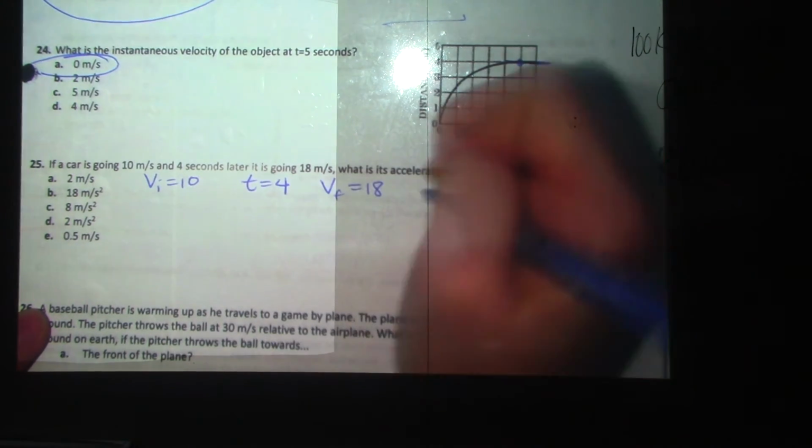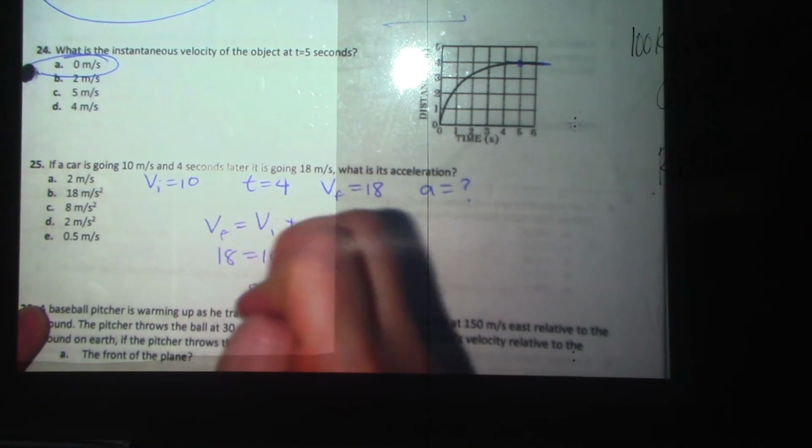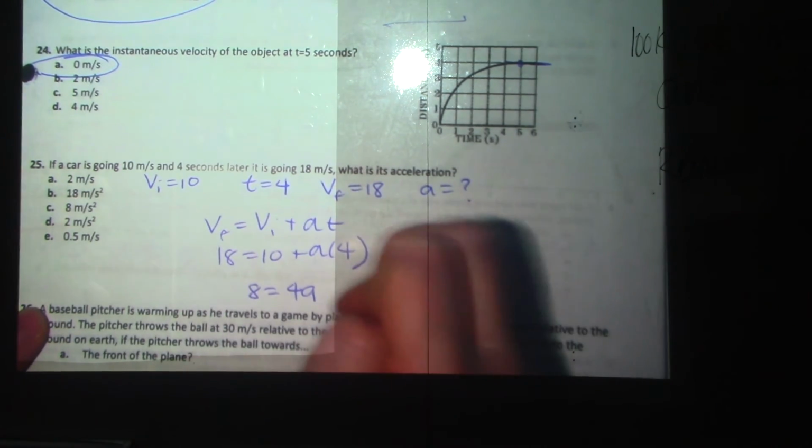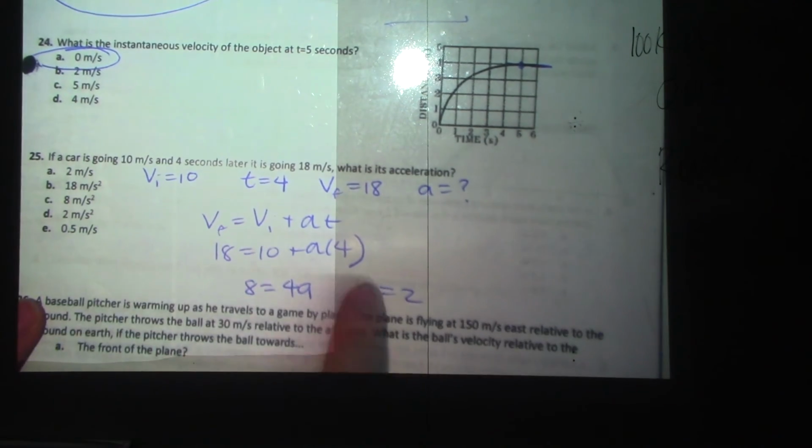Car is going at 10 meters per second, so that's my initial velocity. 4 seconds later, that's t, it's going at 18, so final velocity would be 18, and I'm looking for acceleration, so I'm just plugging into that vf equals vi plus at. 18 equals 10 plus a times 4. Subtract the 10 over first, that gives me 8 equals 4a. Divide over, you get a is 2, and we're looking at acceleration, so that would be meters per second squared.